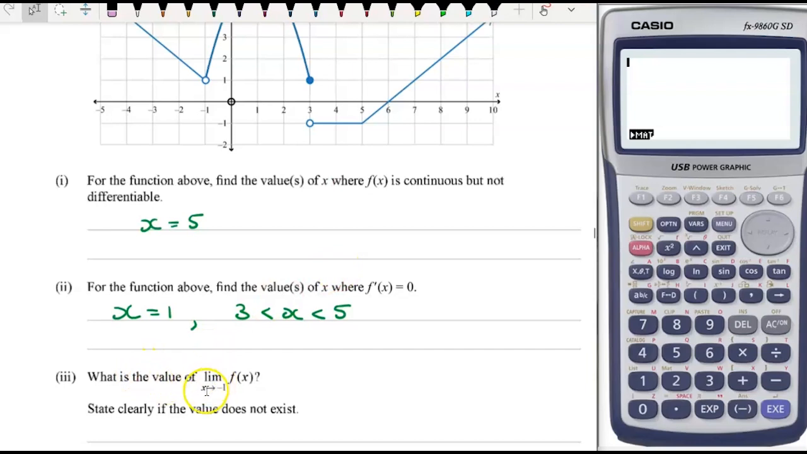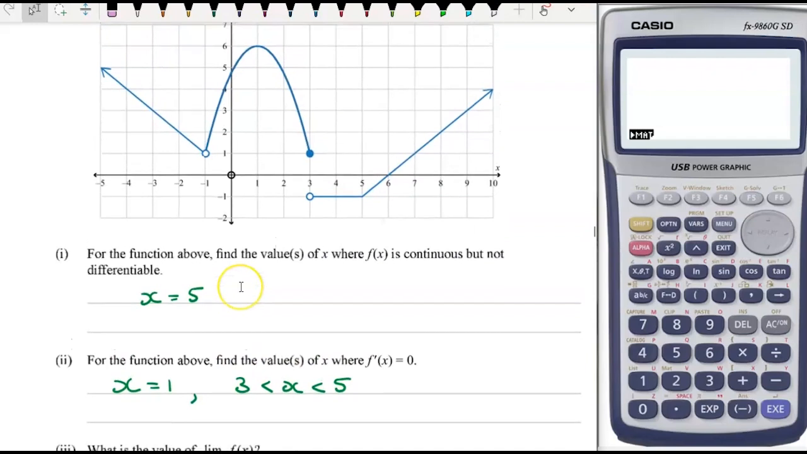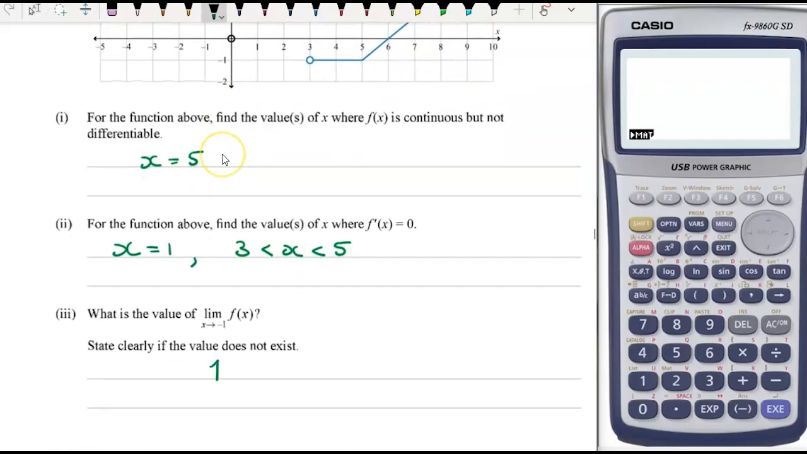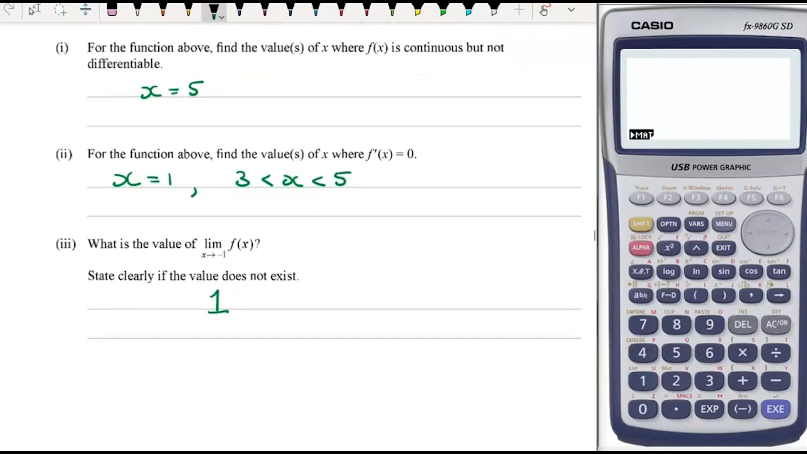Now, what's the limit as x approaches -1? So let's look at -1, and we want to say as we're coming towards -1 from both sides, what are we getting towards? We're approaching 1. Okay, done.